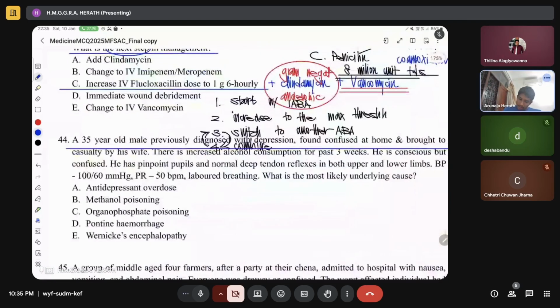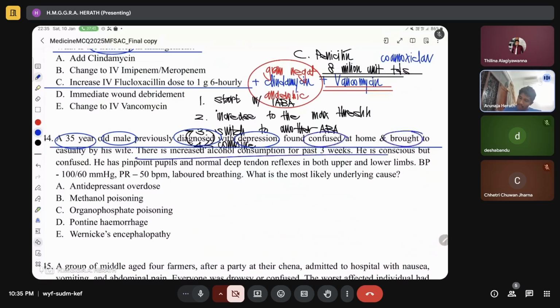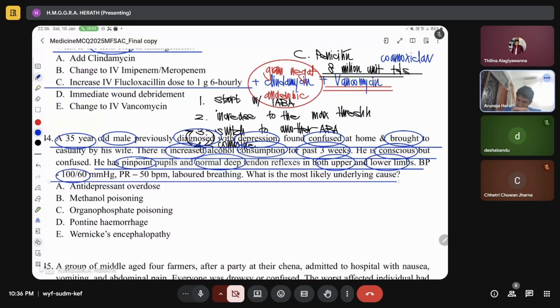So next, a 35-year-old male previously diagnosed with depression, found confused at home, brought in casually by his wife. There is increased alcohol consumption for the past 3 weeks. He is conscious but confused. He has pinpoint pupils and normal deep tendon reflexes in both upper and lower limbs. Blood pressure is 100/60, low. Pulse rate is 60. Labored breathing. What is the most likely underlying cause?